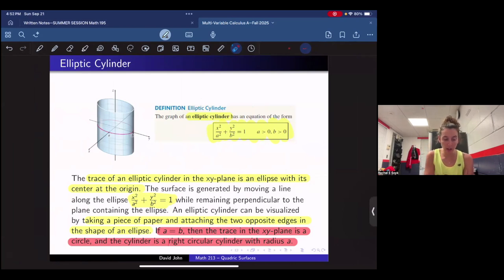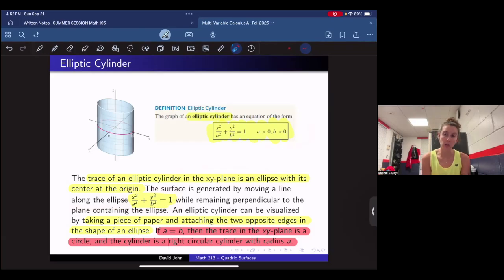Our second cylinder that we're going to talk about is our elliptic cylinder, where our general equation is x squared over a squared plus y squared over b squared equals 1. Both a and b are positive. Think about taking a piece of paper and folding it into that cylinder visualization, and boom, you have your elliptic cylinder. The trace in the xy plane is an ellipse with the center at the origin. The surface is generated by moving a line along the ellipse.